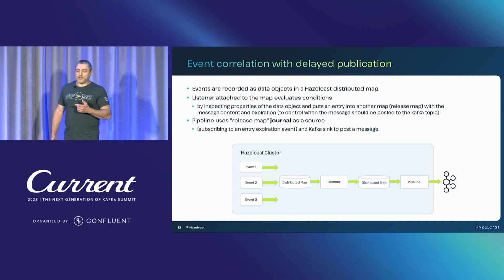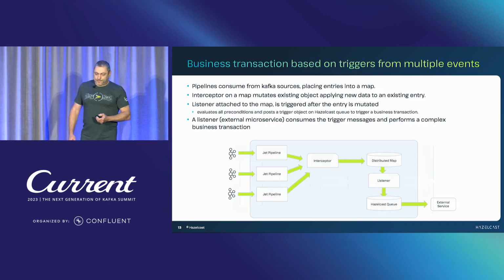In this case, the pipeline would listen on a distributed map, and only when the entry is expired from the map, the message will be sent to Kafka. Again, I'm showing this as an example because it's very simple to do in Hazelcast. All you have to do is provide a time to live interval on an entry that you're placing into a map, and the pipeline itself will read through the journal and publish to Kafka very easily.